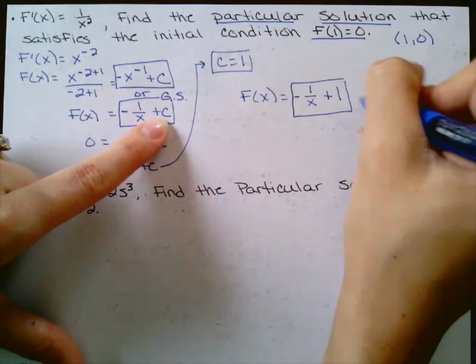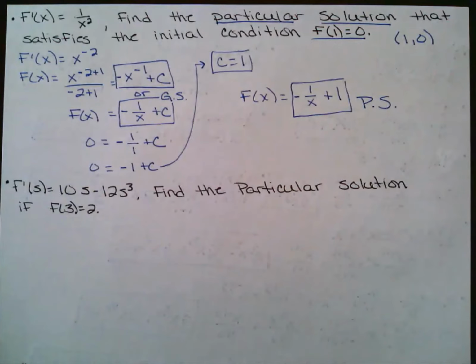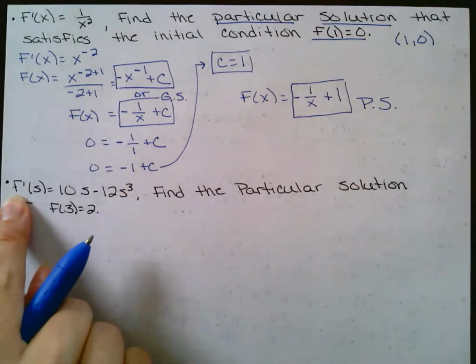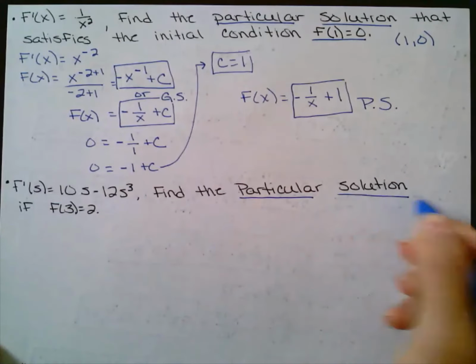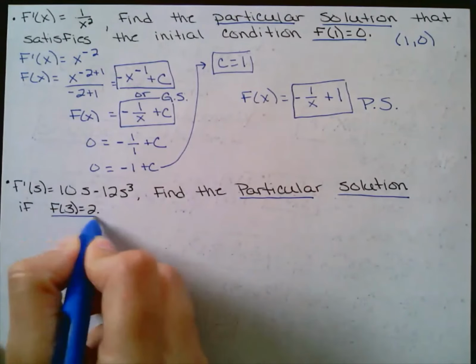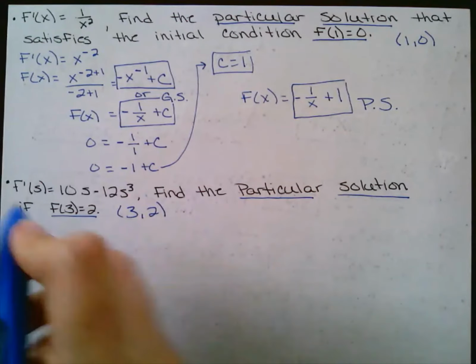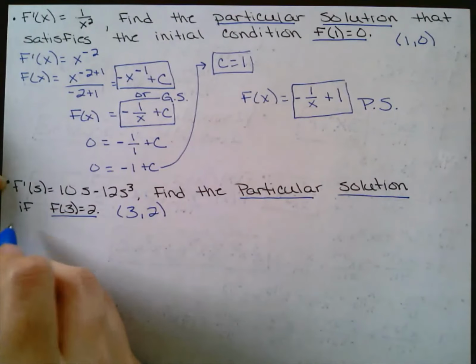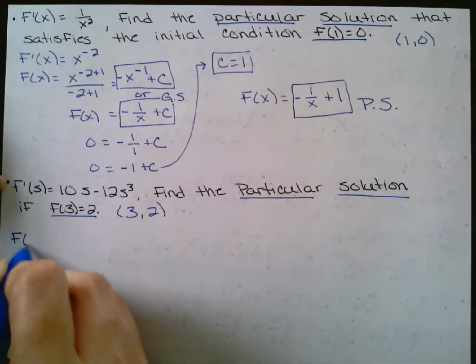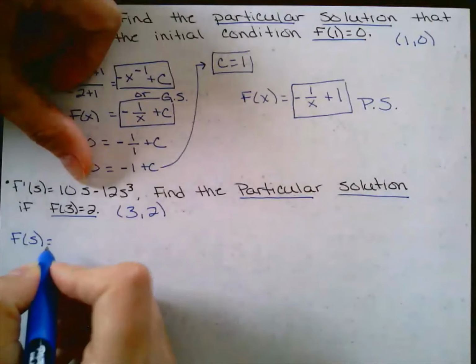Done with this question. That is my particular solution. Moving on to the next one. They gave me f prime of s, and it says find the particular solution if f of 3 is 2. So that's my ordered pair there, 3, 2. Okay, here is my f prime of s. So f of s just means that the variable inside the function is an s.